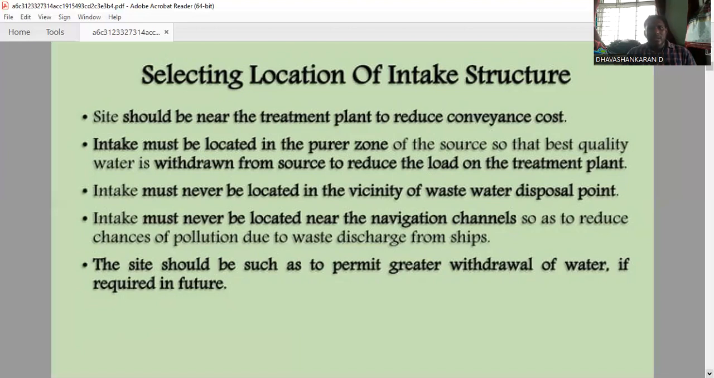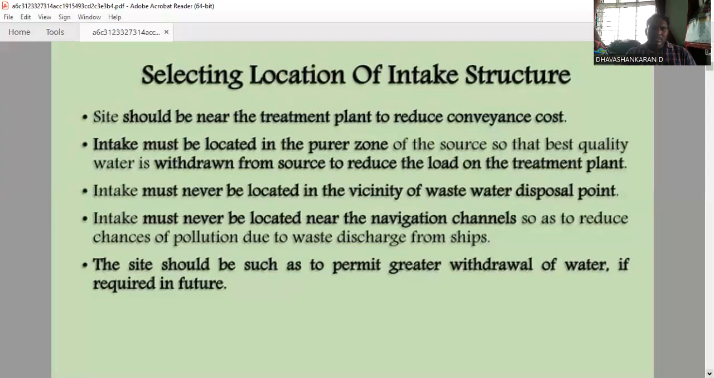Conveyance cost means that when we are taking the water from the sources, we should not go for long transportation. While we follow long transportation, it may demand more cost, so it will increase the cost. Such a character we have to reduce, so that we can reduce the treatment cost, transportation cost, conveyance cost, etc.